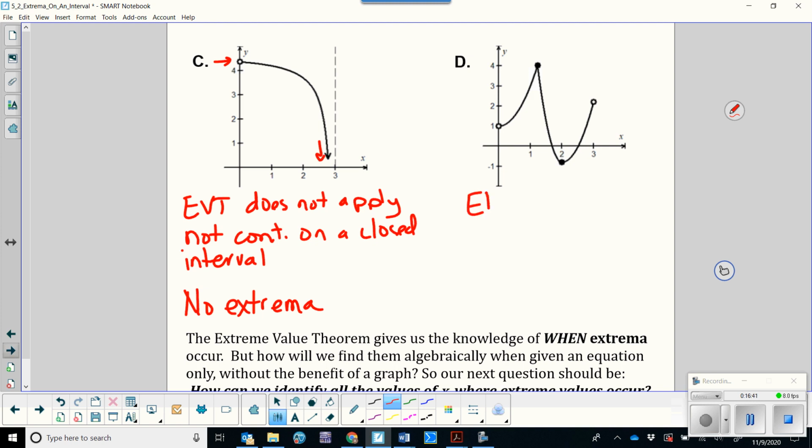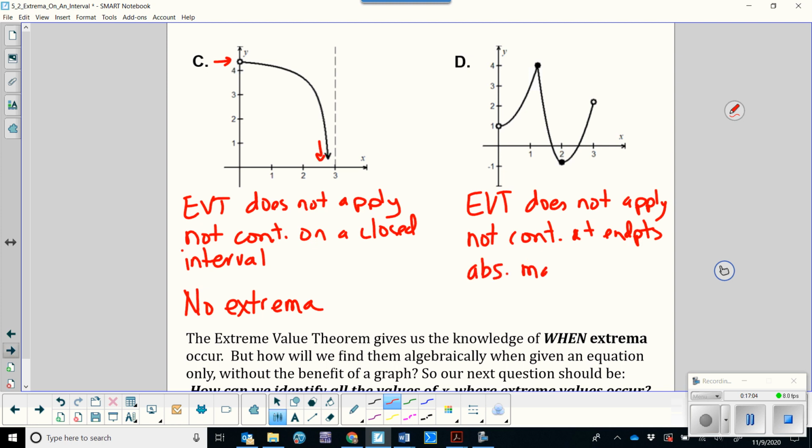And then for D, we have extreme value theorem does not apply again. And here the reason is because it's not continuous at the end points. In other words, it's only continuous on an open interval. Okay, it has to be continuous on both ends. And we have a max and a min.